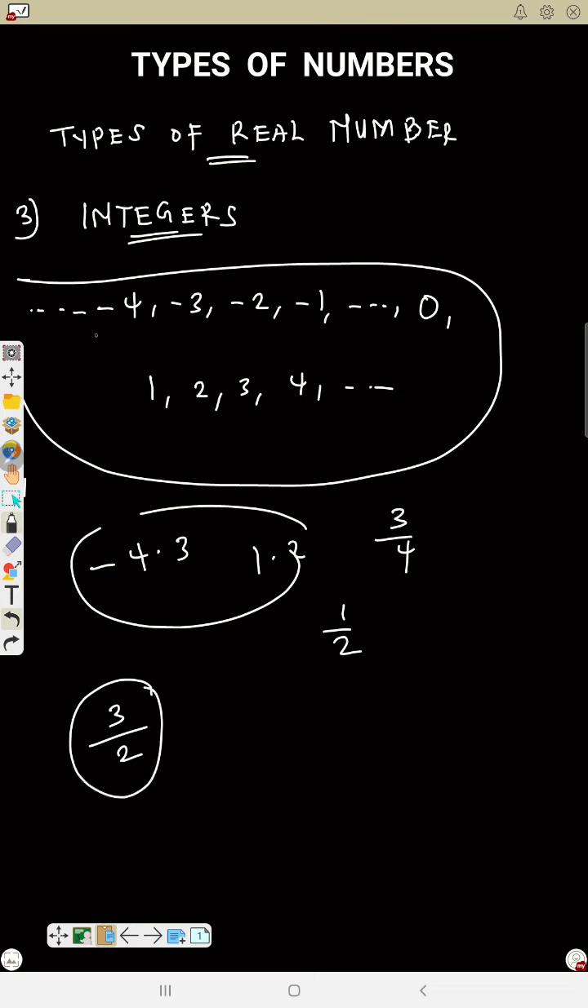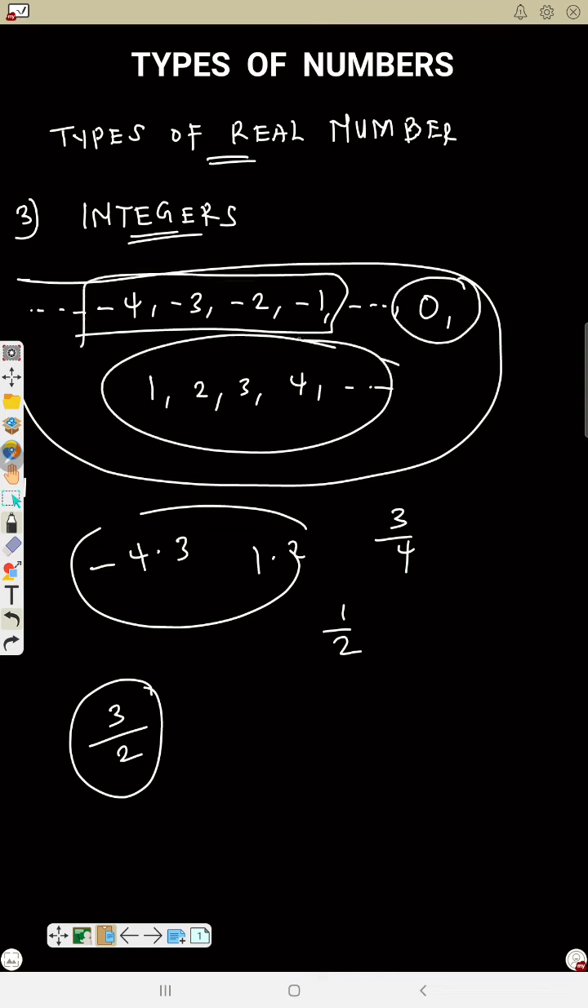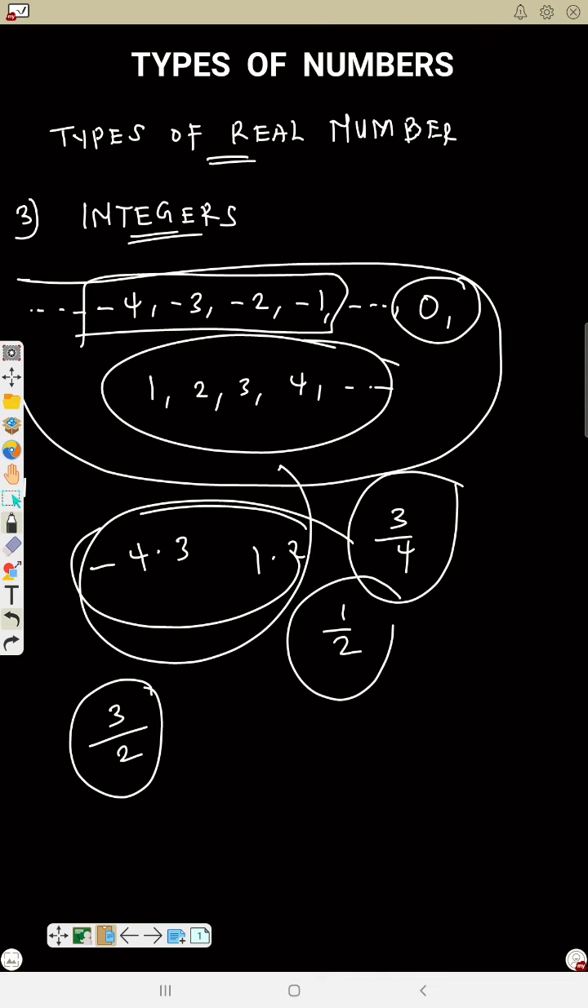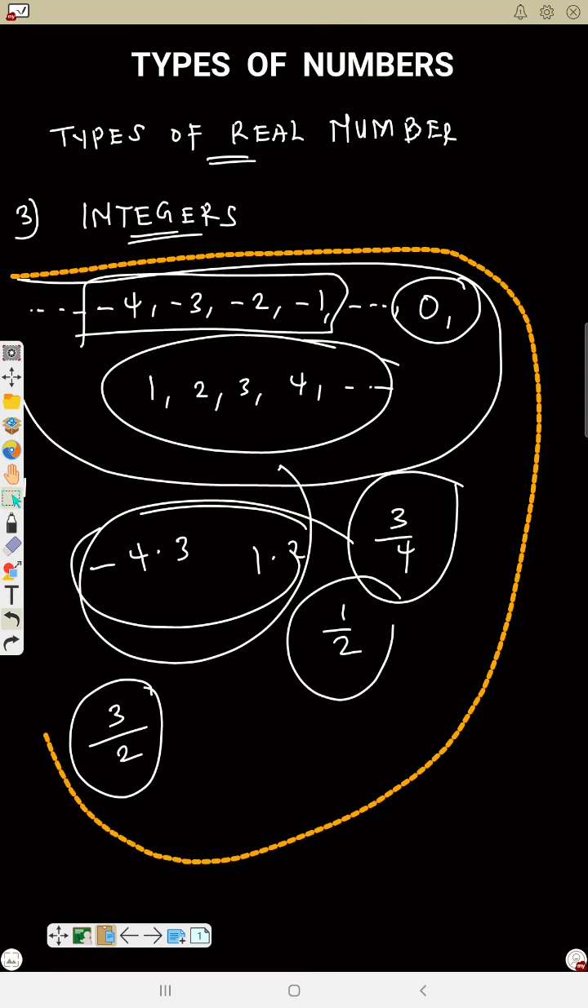An integer can be a negative natural number, 0, or a positive natural number. It cannot be a decimal and it cannot be a fraction. So if they ask you what integers are, you can say integers are all negative natural numbers, 0, and all positive natural numbers. That's all. These are the integers, apart from fractions and decimals. Take note.